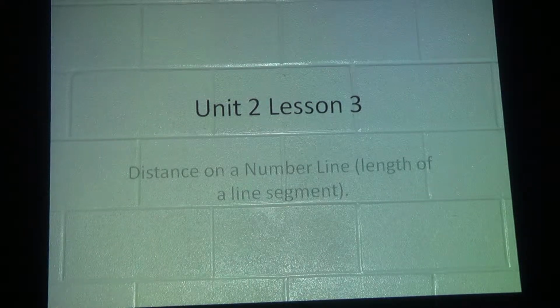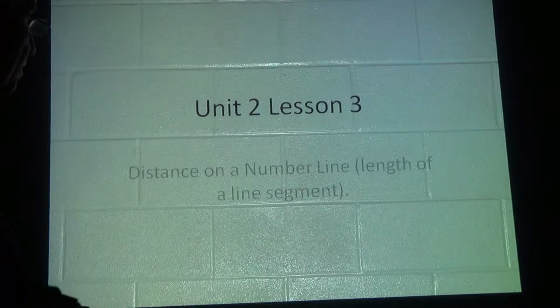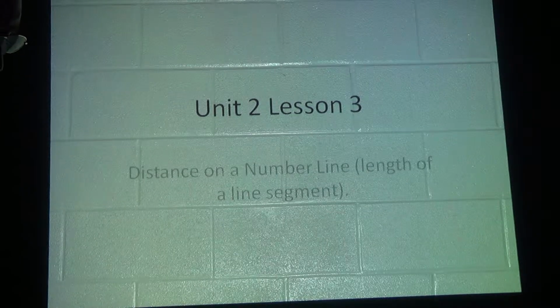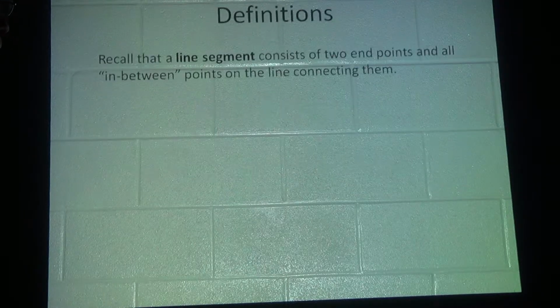Okay, welcome to Unit 2, Lesson 3. This is distance on a number line and also the length of a line segment. We will also be talking about the distance formula. So let's see where this starts.